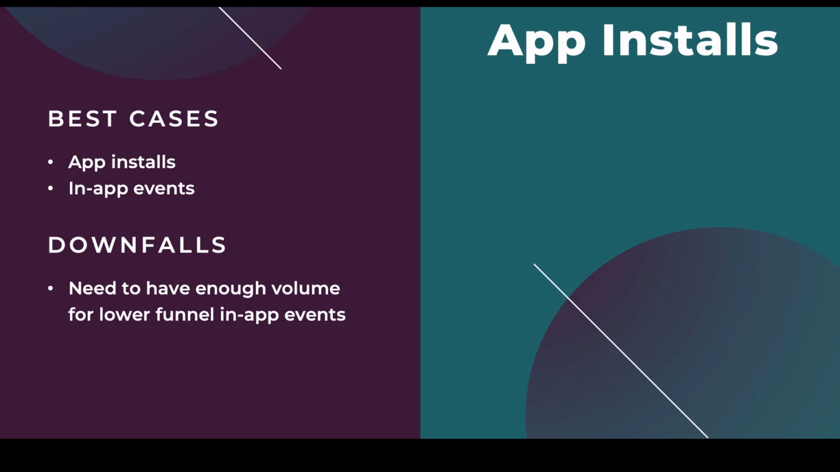If you want to also try and optimize and have Facebook find people that are going to convert on your in-app experiences down the funnel, whether it's sign up for that free trial, sign up for that subscription, you can optimize for all of those and let Facebook kind of lean into the different actions that you have. If you don't have enough volume for those lower funnel in-app events, that can be a bit of an issue. But for the most part, app installs are a pretty great campaign type.